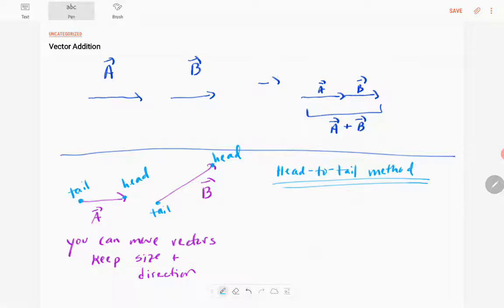So here we've got vector A. It's approximately the same size as it should be. Then B, we can move it over here next to A. It has to keep the same direction, but we have to have the tail, the head, and then the tail and the head. So the head to tail method is working.